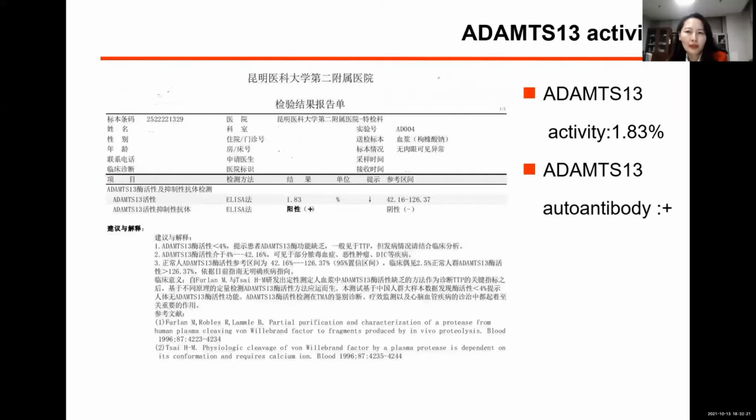So this woman had an ADAMTS13 activity test. Her ADAMTS13 activity is decreased, and her ADAMTS13 autoantibody is positive. So this woman's diagnosis is acquired TTP.